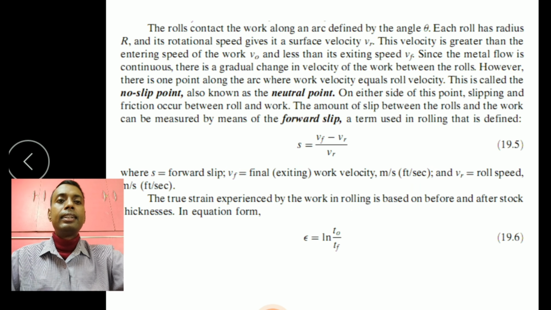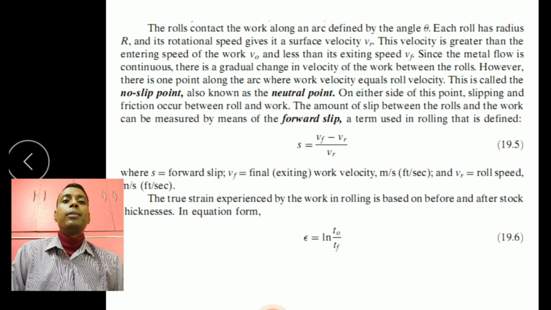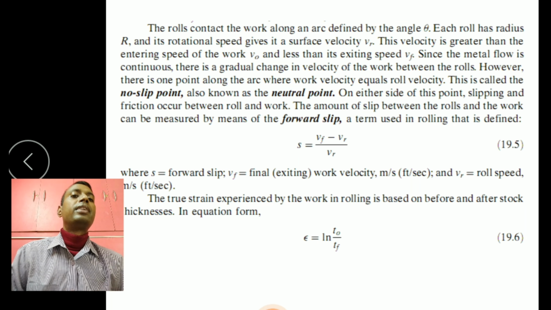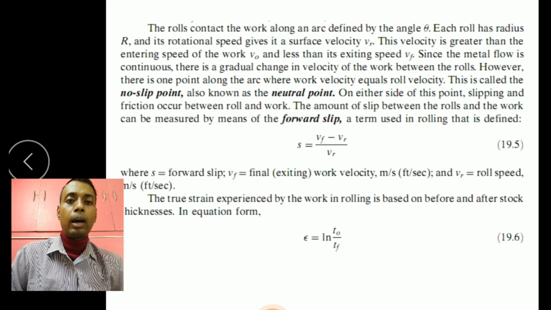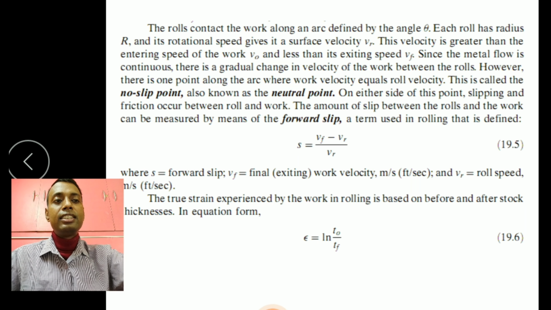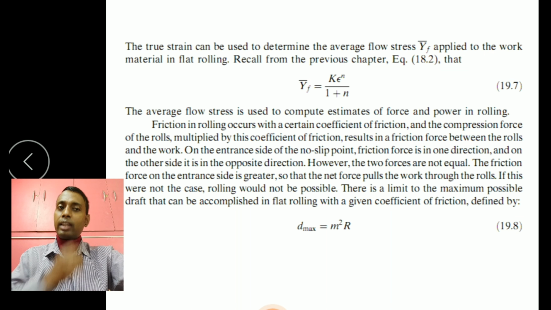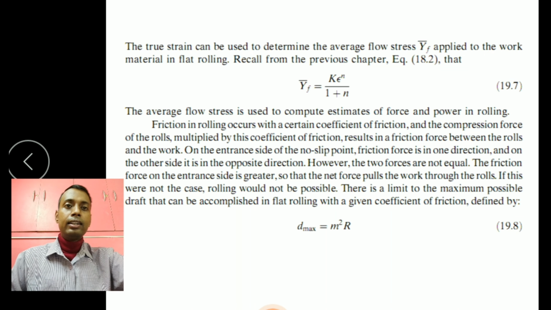Then slip S equal to VF minus VR by VR. S is the forward slip, VF is the final velocity, and V0 is the before velocity. So true strain experienced by the work in rolling is based on before and after stock thickness, the equation epsilon equal to ln T0 by TF. YF equal to what I discussed earlier. So what is the d max? Equal to mu square R.